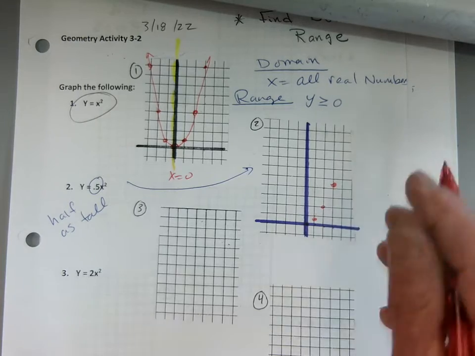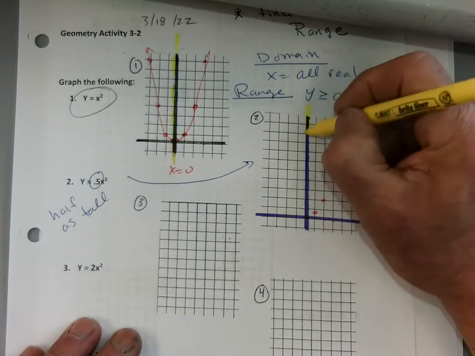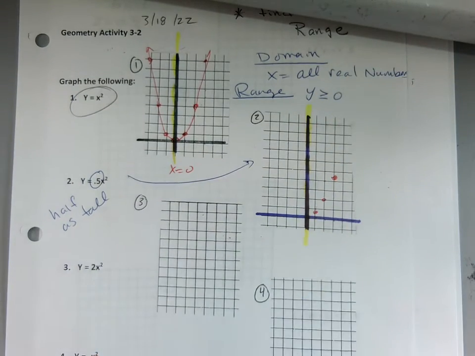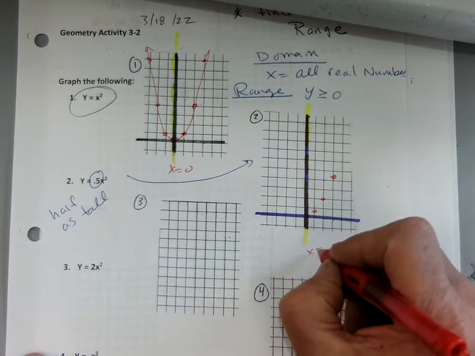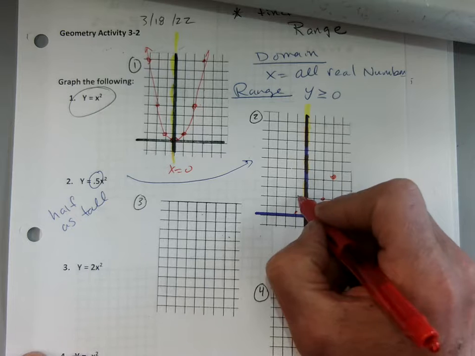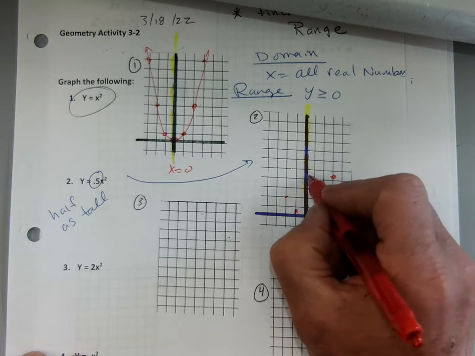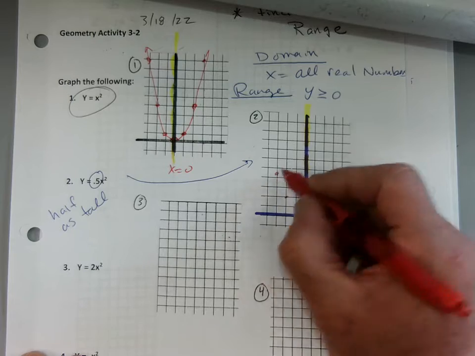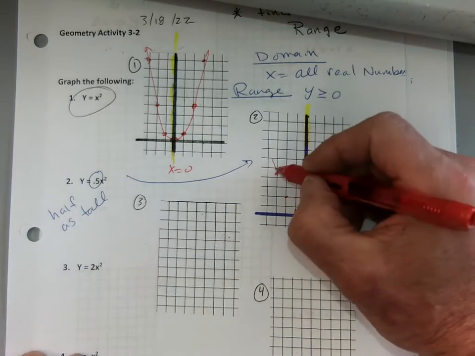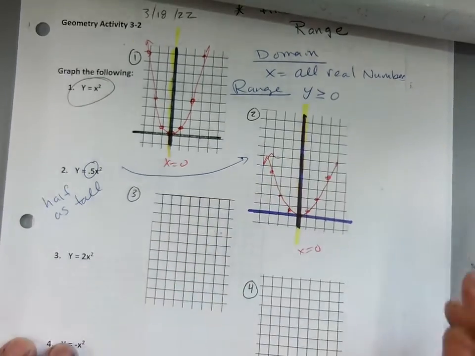Now, I don't need to do any more because the other points are on the other side of it. I have a line of symmetry, which goes right down the middle of that at x equals 0. So then I can fold my points over, right? Here, here, there, and then here is my parabola, half as tall. Okay?